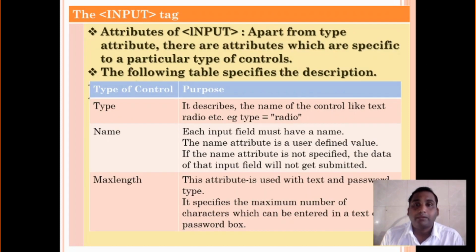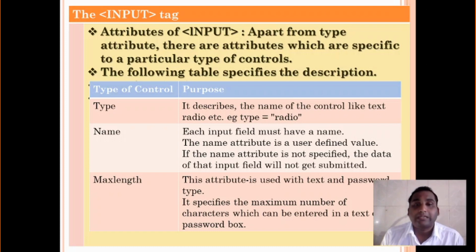That was type. Other attributes of input. Apart from the type attribute, there are attributes which are specific to a particular type of control. That means if it is radio, then only a particular attribute can be used. Okay, let us see the different types of control and the purpose.